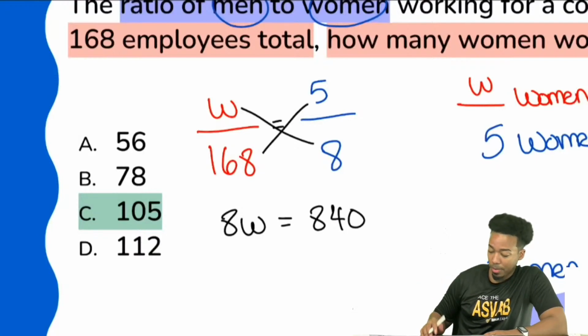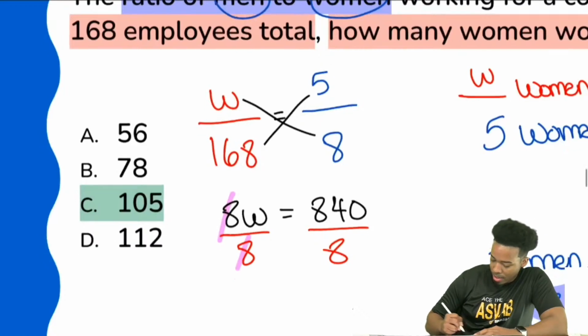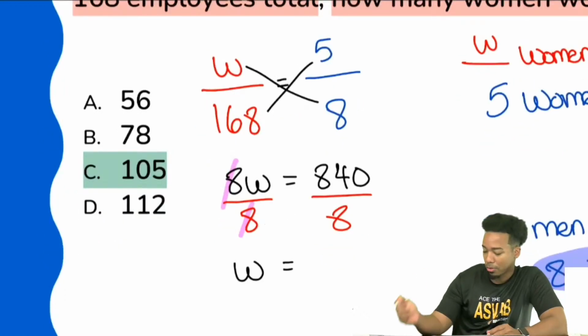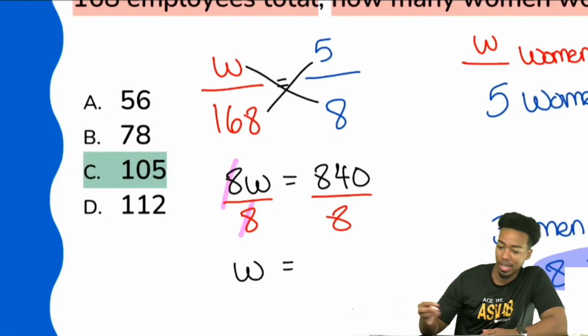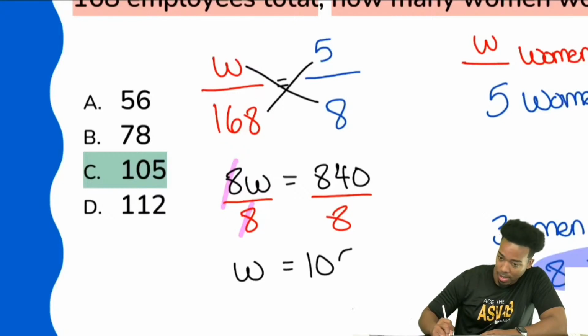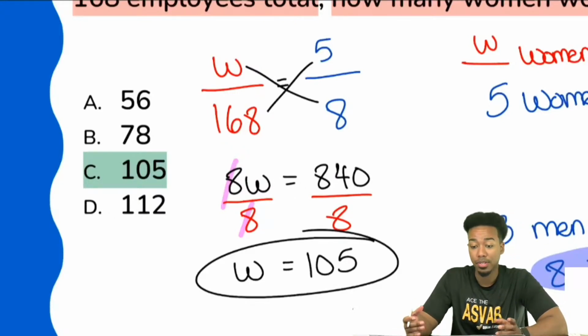And then from there, you would divide both sides by 8. And that would end up being 840 divided by 8. 800 divided by 8 is 100. 40 divided by 8 is 5. 105. And there you have it. 105 women at this workplace.